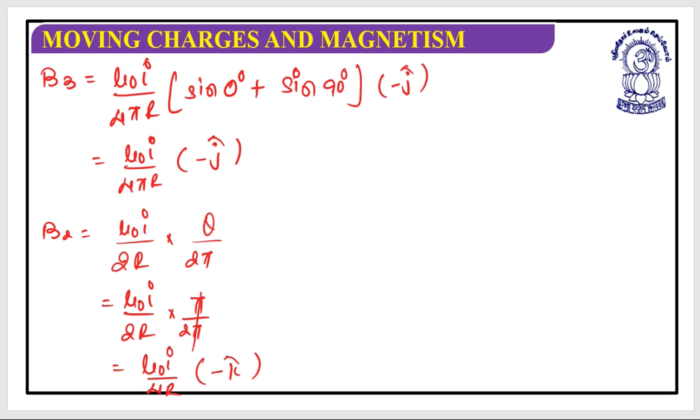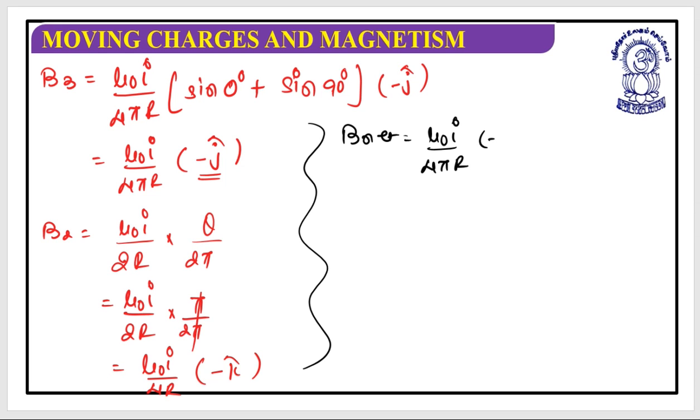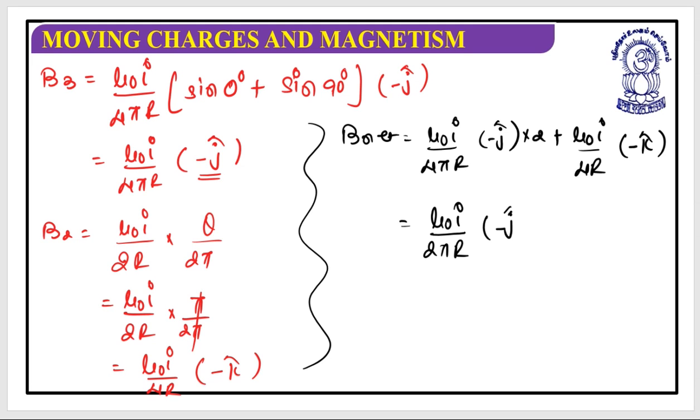Yes, so two vectors are in the minus j cap and one vector is in minus k cap. That means for B net, it should be mu naught I by 4 pi r into minus j cap multiplied by 2, plus mu naught I by 4r into minus k cap. So that is equal to mu naught I by 2 pi r into minus j cap plus mu naught I by 4r into minus k cap.